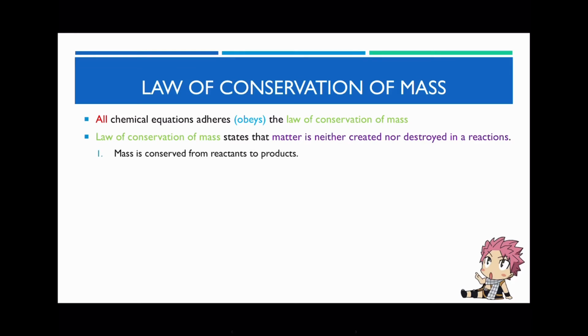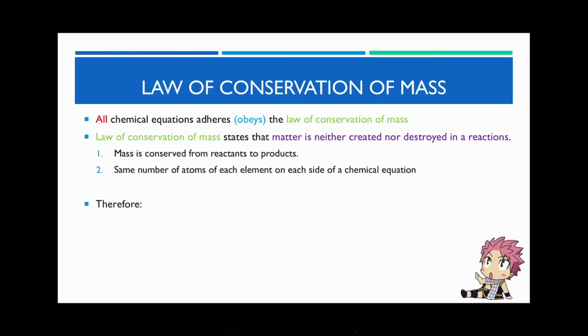What this means is that mass is conserved. Say you started with 10 grams, that means that by the end of the reaction, you should also have 10 grams. So the mass in this case is conserved. And the second dot point means that because mass is neither created nor destroyed, there should be the same number of atoms of each element on each side of the chemical equation, meaning that the chemical equation is therefore balanced.